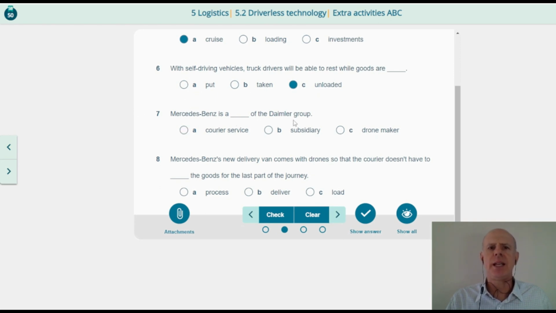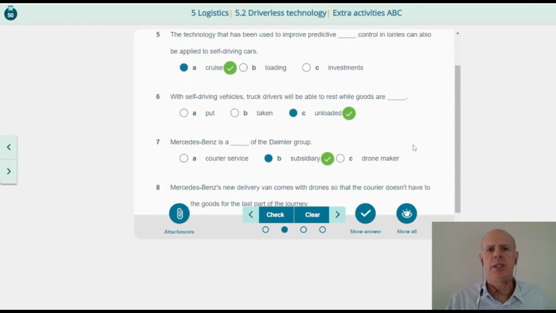Mercedes-Benz is part of the Daimler group. It's part of the bigger group, right? Part of the bigger group, a courier service of Daimler. A drone maker? No, a subsidiary, right? And finally, Mercedes-Benz new delivery van comes with drones so that the courier doesn't have to deliver the goods for the last part of the journey, okay?